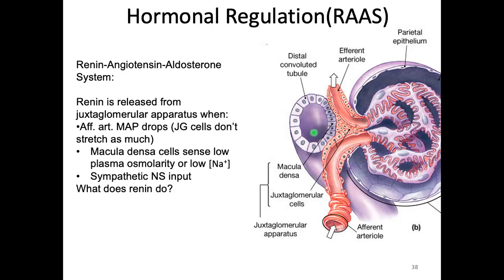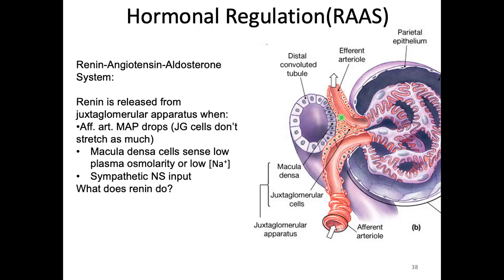Let's add a layer to this. So if blood pressure is low, these juxtaglomerular cells don't stretch as much. They're actually like baroreceptors, but they're not sending a signal to your brain. They don't stretch as much, and when they don't stretch as much, they release renin, okay? So if sodium is low, then the afferent arteriole is going to dilate. If sodium is low, that means blood pressure is low.